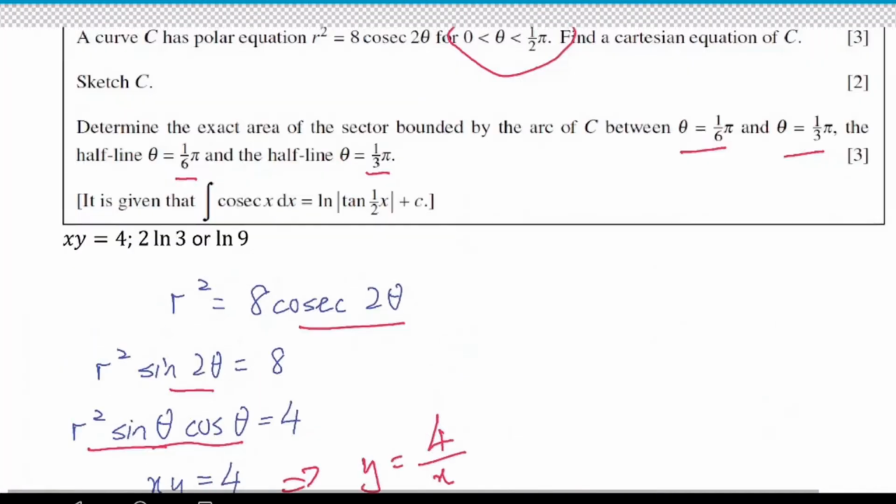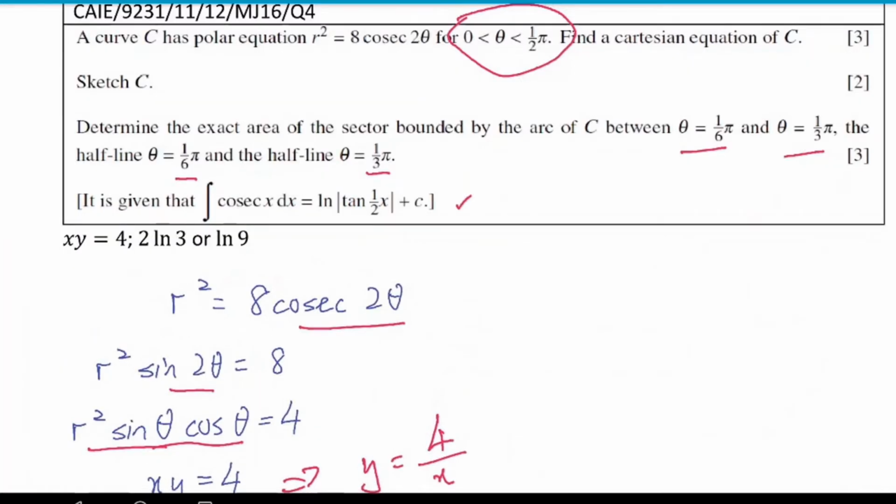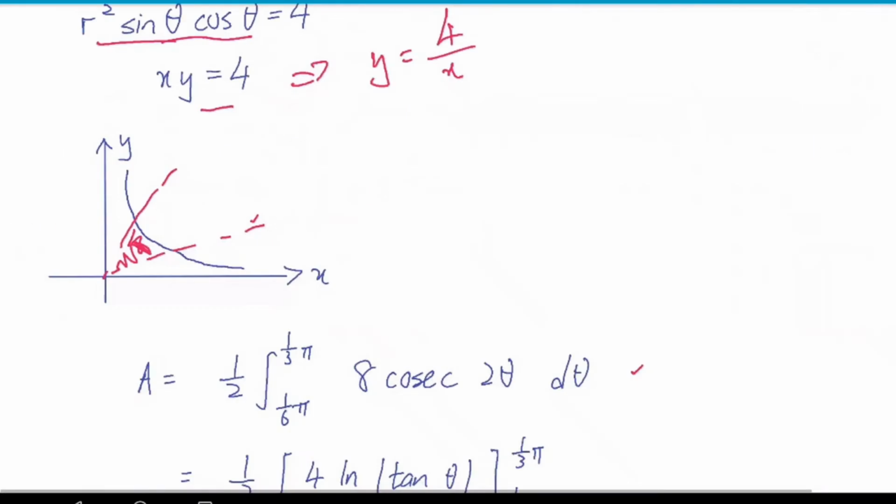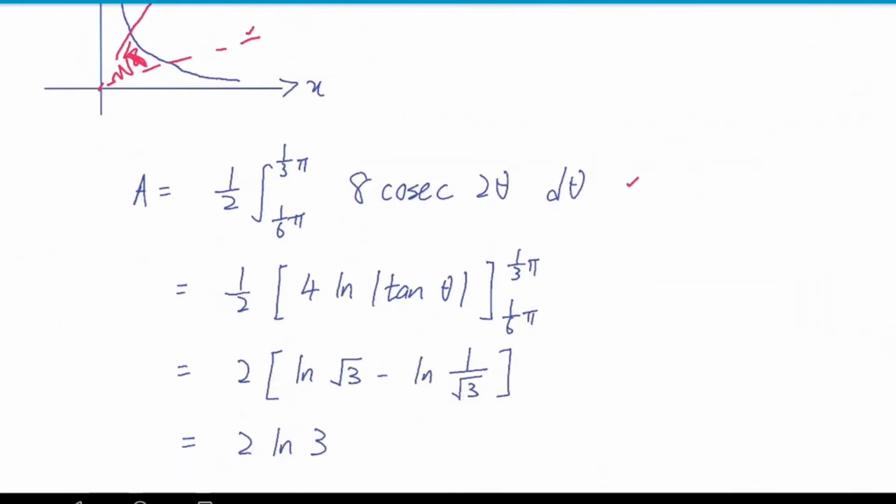For this, they already tell us that we can use a result. Given that the integral of cosec x is ln of tan(x/2). If that is the case, then when we integrate cosec 2θ, we will get a ln of tan θ. But you just have to be careful with this one. You need to divide by 2 because you have a 2θ here. So whenever you integrate, you need to divide the term by 2. So this is why we get a 4.